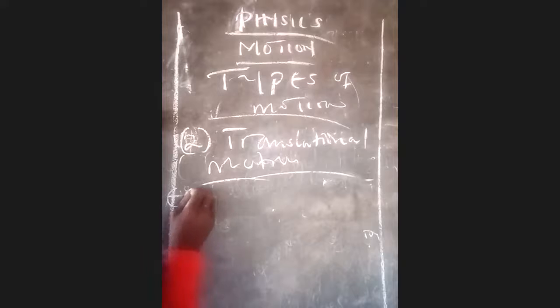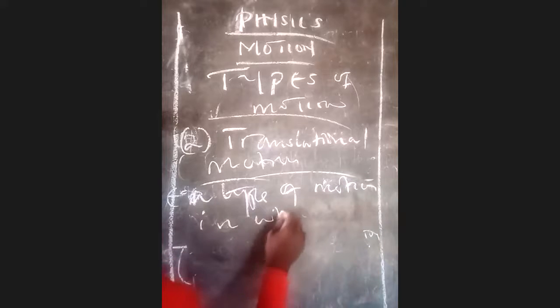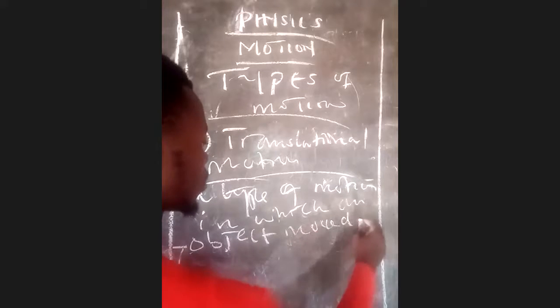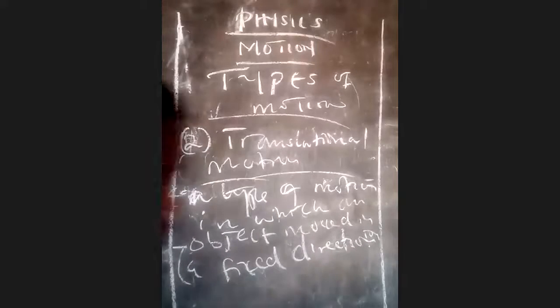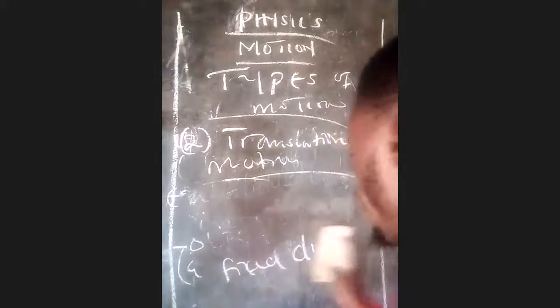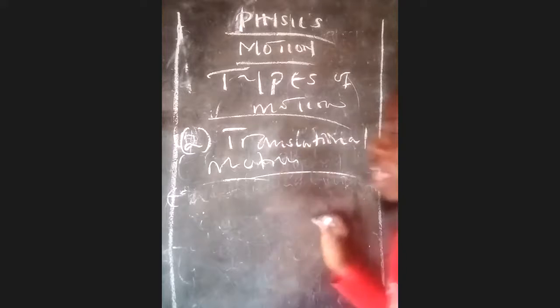It's a type of motion in which a body moves in a fixed direction. That is translational motion. When the body moves from one point to another point, we say the body translates. For instance, when the body moves from point A to another point called point B, the body is said to be translated from point A to point B.